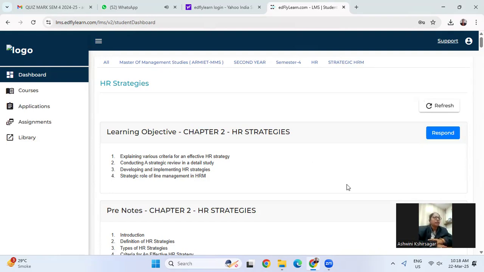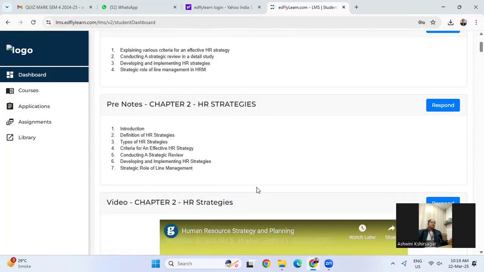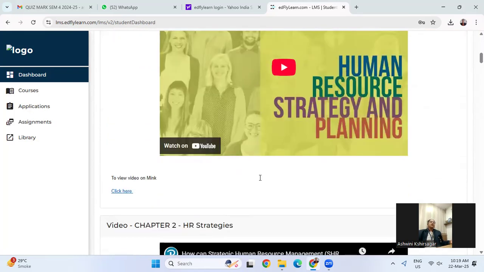We are going to understand human resource management, explaining the effectiveness of HR strategies, conducting a strategic review, developing and implementing HR strategies, strategic role of line management in HRM, and all. For that, we must know the HR strategies which we understood in the last chapter. What are the types, criteria, developing and implementation of HR, and all these things we already know.